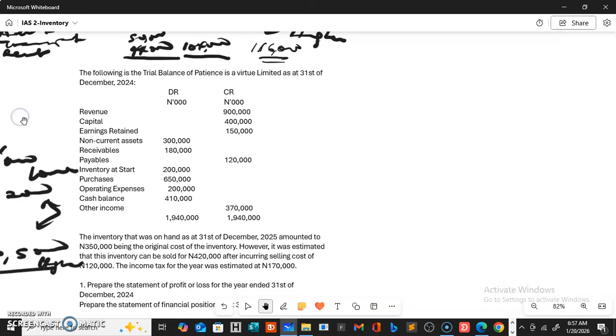We're told that the following is the trial balance of Patients. Kindly read through so that we can meet up with the time that we have. We have revenue, capital, retained earnings. The additional information says the inventory on hand as at 31st December 2025 amounted to 350,000 naira, being the original cost of inventory. So, solution.